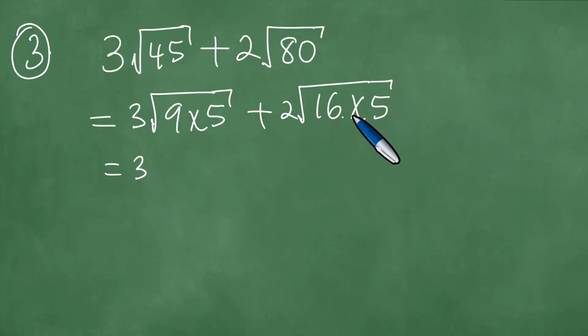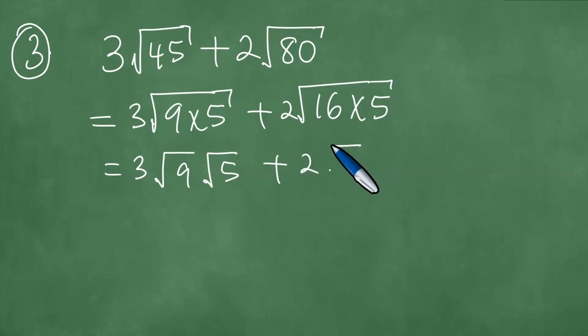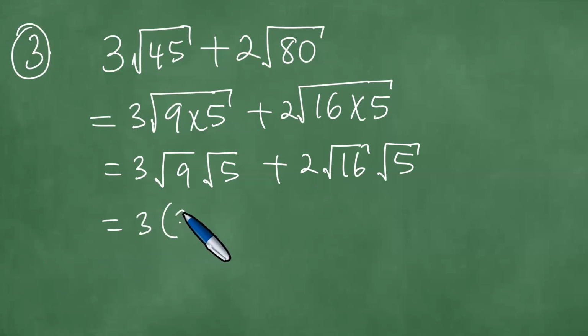We chose these factors carefully because we see that there is a factor that has a square root that is a rational number, that is a perfect square. Like this one, the 9 is a perfect square, meaning we can break these into the square root of 9 times the square root of 5, plus 2 times the square root of 16 times the square root of 5. So what is the square root of 9, Pekalelo? Is it 3? Well done. The square root of 9 is 3, and then we have the square root of 5 here.